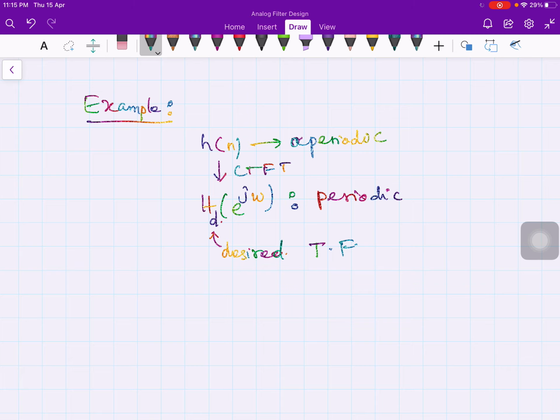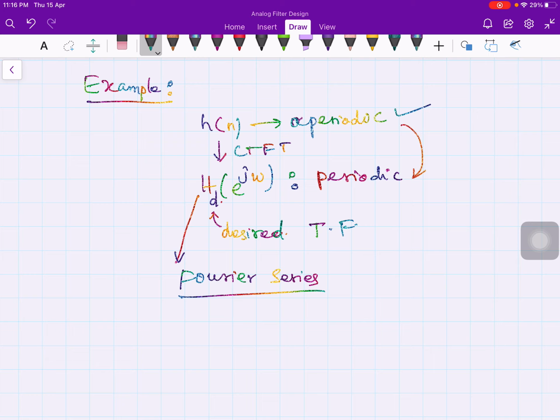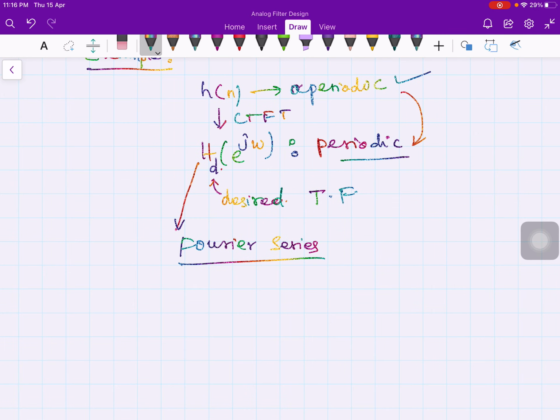With a period of 2 pi, any periodic function can be expanded in a Fourier series. Please recall these things from your signals and systems course. So originally h of n is aperiodic. The moment you take the Fourier transform, you get the transfer function, and that transfer function is periodic. And we know that any function which is periodic with a period of 2 pi can be expanded in a Fourier series. So what you do is expand this Hd of e to the j omega into a Fourier series.